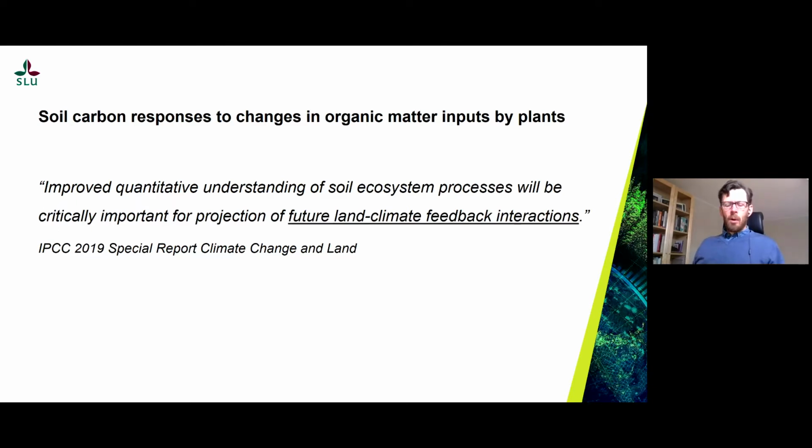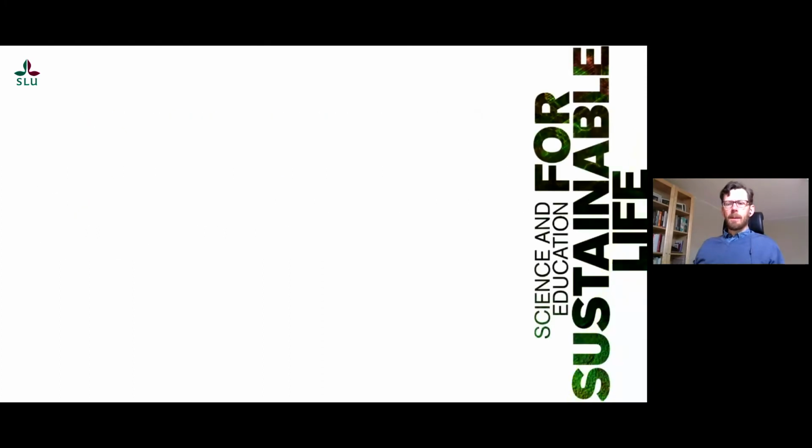So the models that we use today, they're probably good for these relatively short-term developments, but if we are predicting what is going to happen in the long term, we may go wrong, so to say. So here we have some important knowledge gaps that need to be better understood and integrated into the models. That's it.